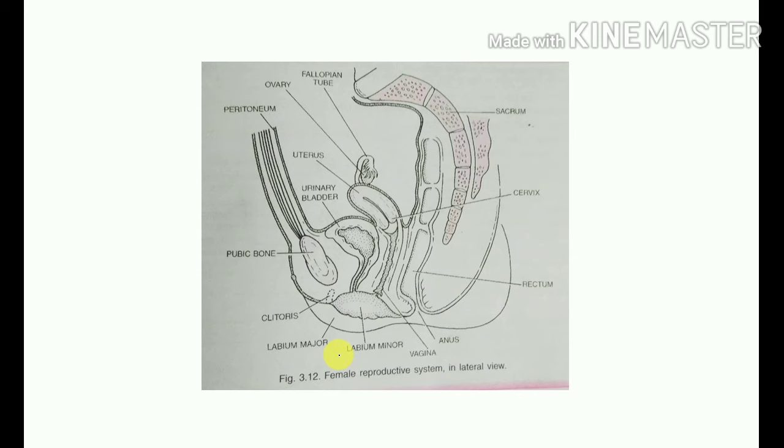This is the lateral view of the female reproductive structure, and this is the uterus, which is present between the urinary bladder and the rectum. This is the urinary bladder, and this is the rectum. Between them there is the uterus, and this tube-like structure is the cervix, and this is the vagina. Now we'll see the detailed structure of the vagina.